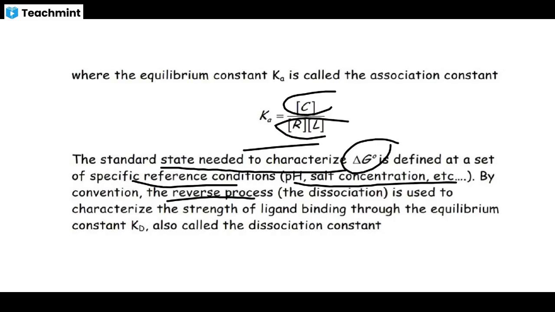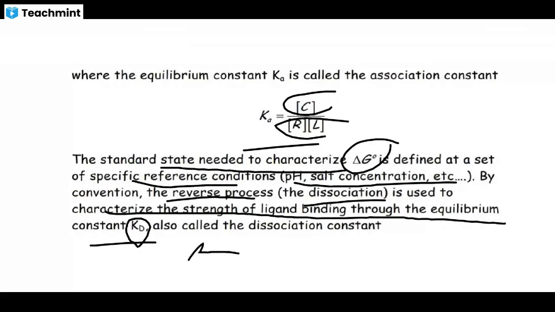For the reverse process, the reverse process is a dissociation, the dissociation of the ligand from the receptor. It is used to characterize the strength of ligand binding through the equilibrium constant Kd. Kd is for the reverse process; Kd is the dissociation constant.